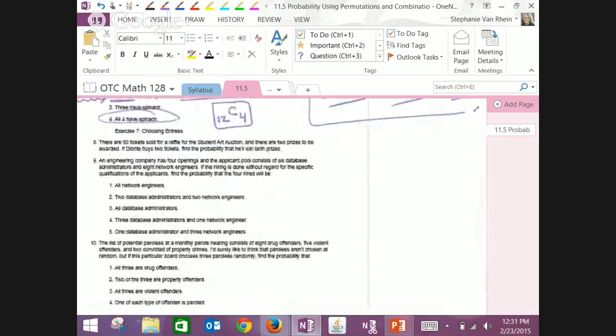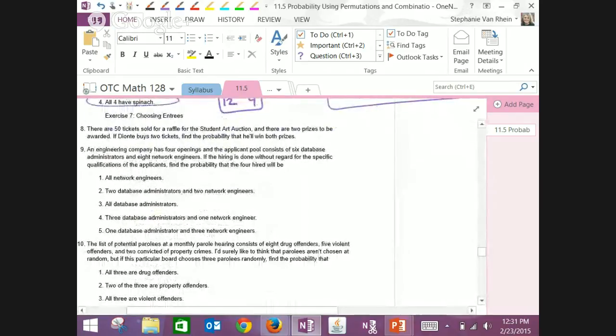9. We look for 4 openings, and they're looking to hire engineers and network engineers, database administrators and network engineers. And then we have these 5 different options: all network engineers; 2 database administrators and 2 network engineers; all database administrators; 3 database and 1 network engineer; 1 database and 3 network engineers. The exact same approach to students and faculty, right?